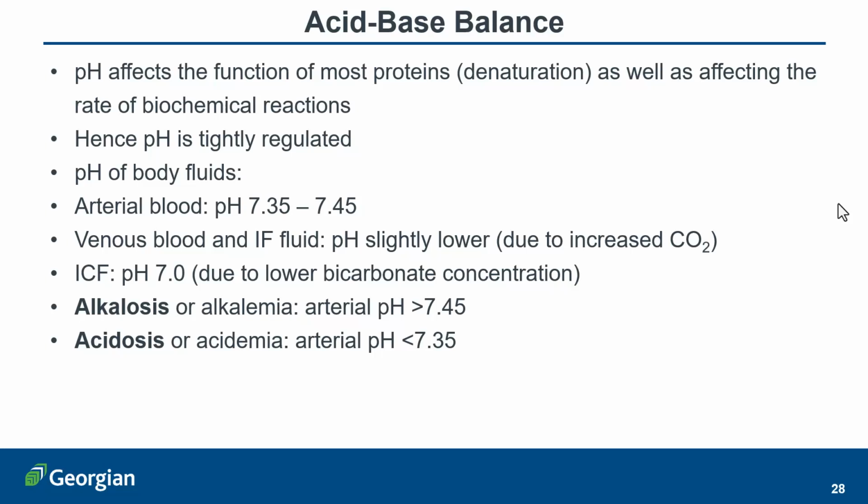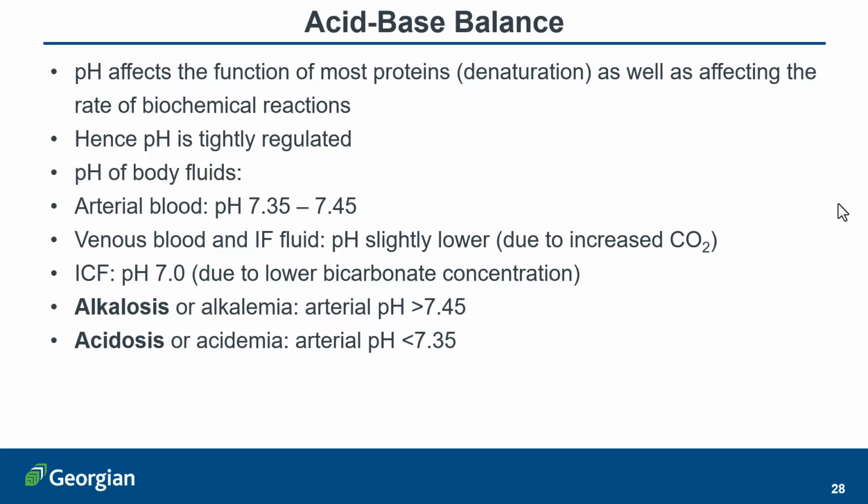Inside the cell, ICF, the pH is actually neutral, pH 7, and that's because, as we'll see, of the lower bicarbonate concentration. Bicarbonate plays a very important role in terms of overall balance. As bicarbonate concentration decreases, pH will also decrease. In other words, acidity will increase. Bicarbonate and the overall acidity are inversely related. As bicarbonate decreases, acidity increases because bicarbonate is a base.